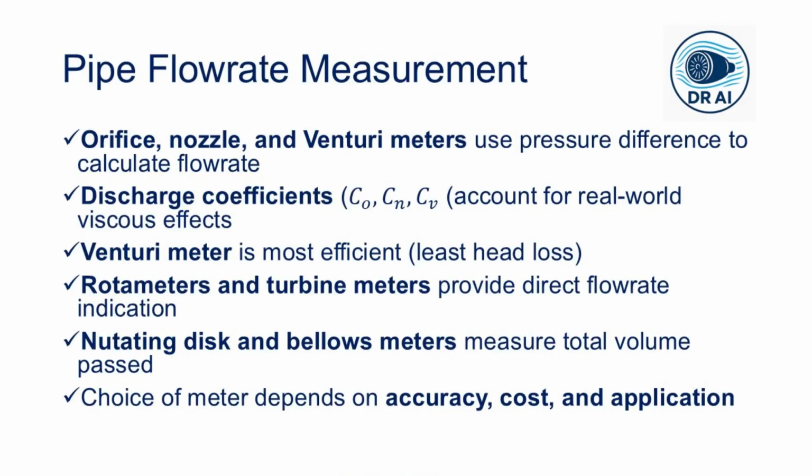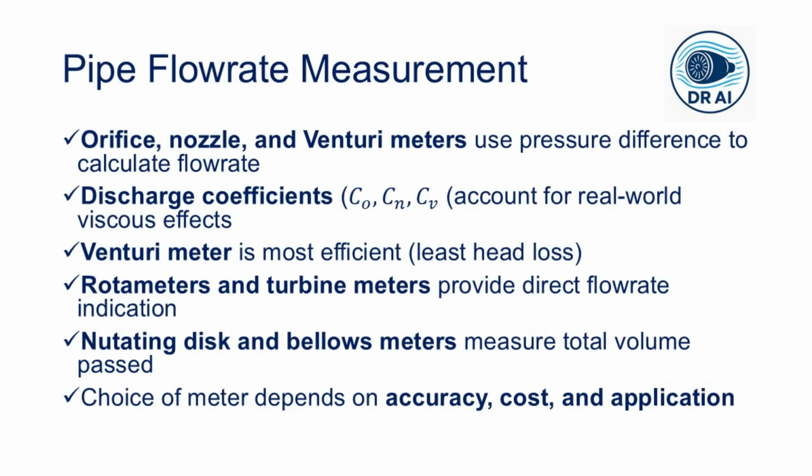So let us wrap up today's discussion and indeed wrap up this whole topic about viscous flow in pipes. So for measuring flow rate, we have devices like Orifice, Nozzle, and Venturi meters, which use the principle of pressure drop across a restriction. They require experimentally determined discharge coefficients to account for the real-world viscous effects we have studied throughout this chapter. We also saw other devices like the rotameter, which gives a direct visual reading, and a turbine meter also, which uses a spinning rotor.